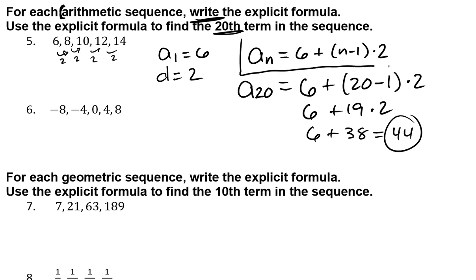So I'm going to try and box both of those so that Mr. Roberts can clearly see there is the explicit formula. I've got that, and I've got the 20th term. Check.